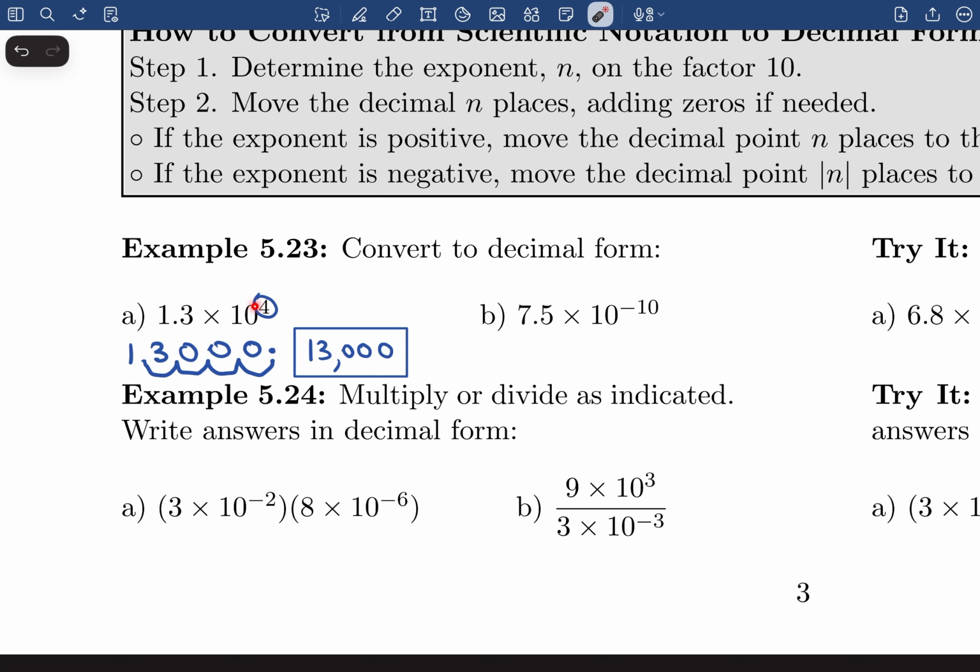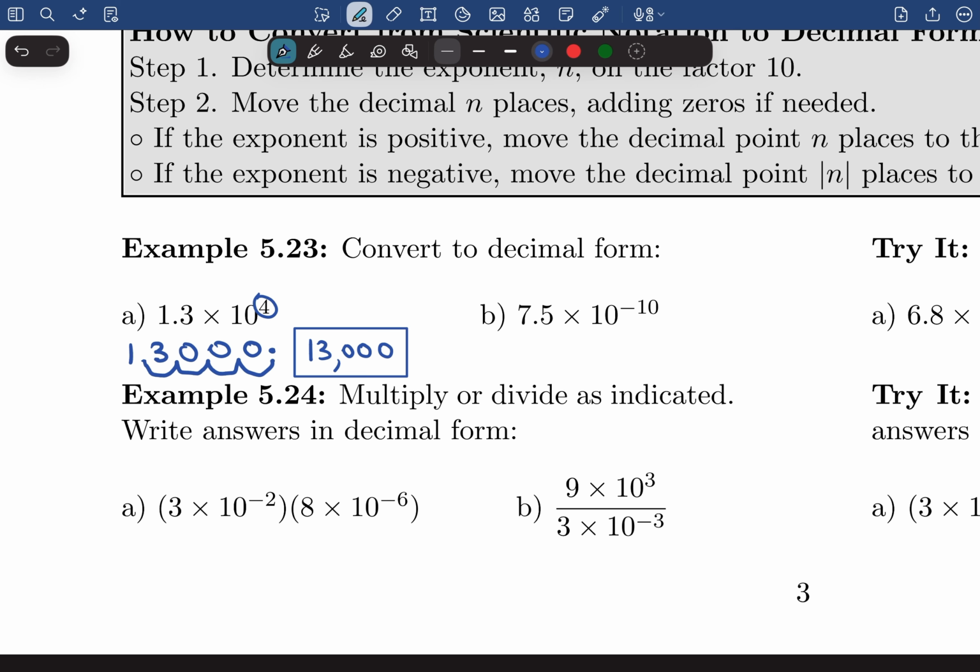The exponent tells me how many places to move the decimal to the right in this case because it's positive. But if the exponent is negative, then we would be moving the decimal to the left. All right? So 7.5 times 10 to the negative 10, that's a really small number.